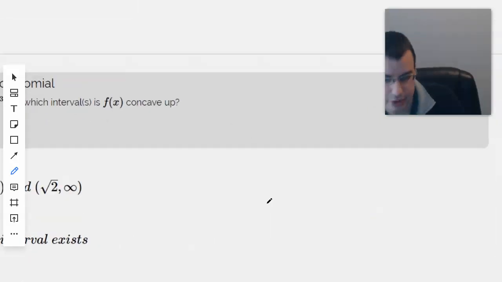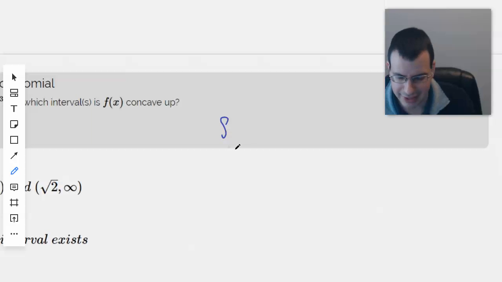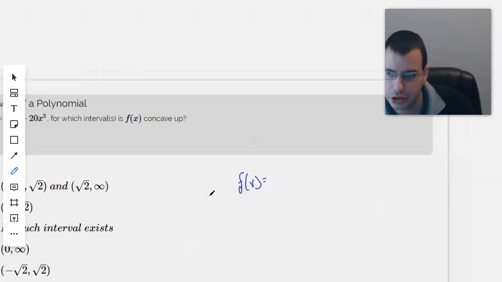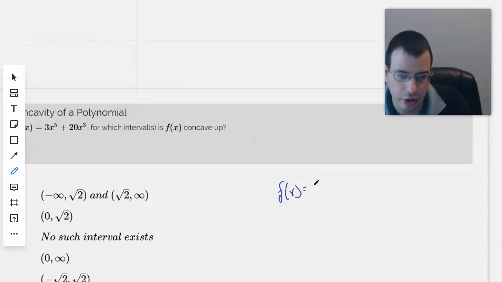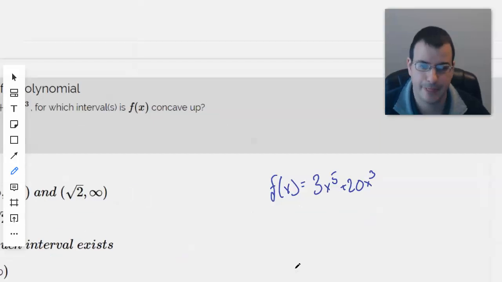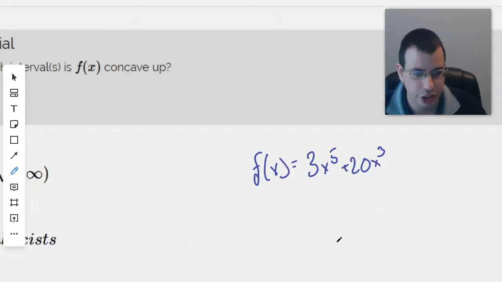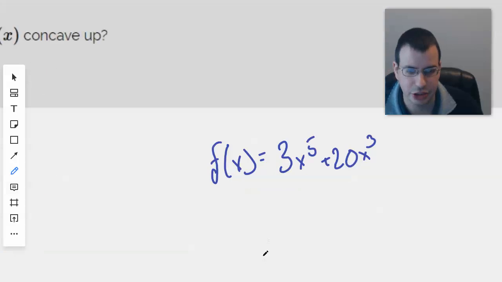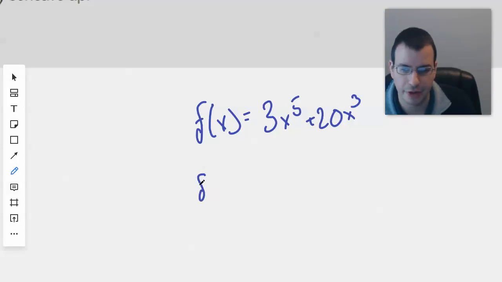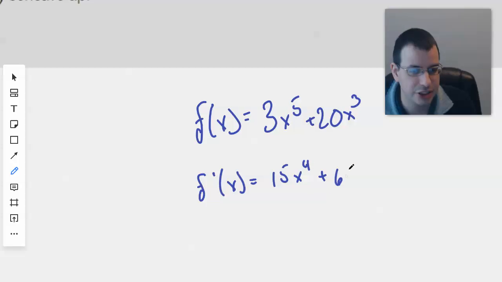Let's say f of x equals 3x to the fifth plus 20x cubed. Okay? And then we'll take the derivative of such. F prime of x equals 15x to the fourth plus 60x squared.